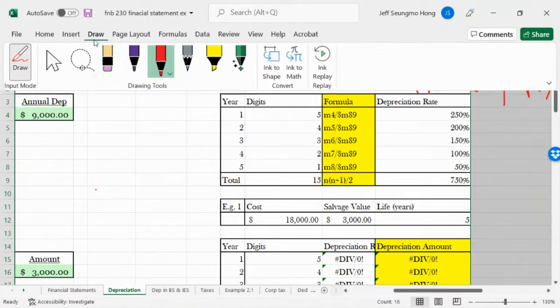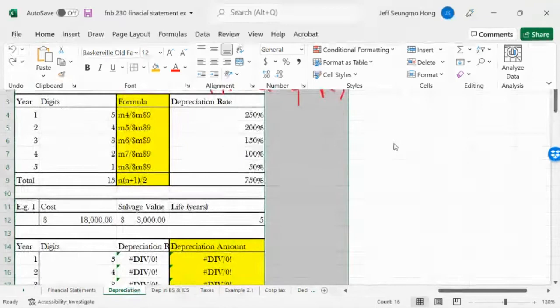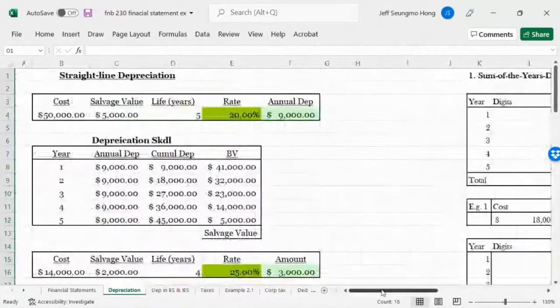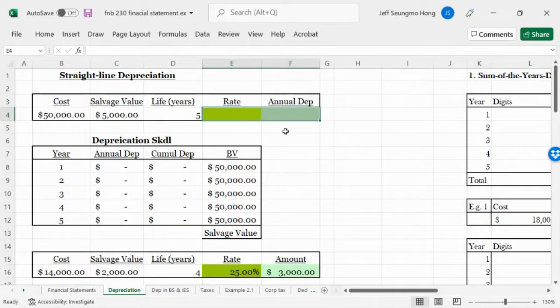So to understand, let's do a little exercise on depreciation. First thing is, everyone go to this file, right? This is the file you've been using. Second bottom tab, depreciation, right? And let's delete all the highlighted cells.